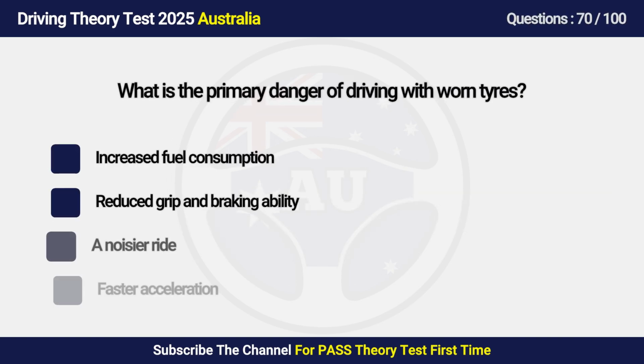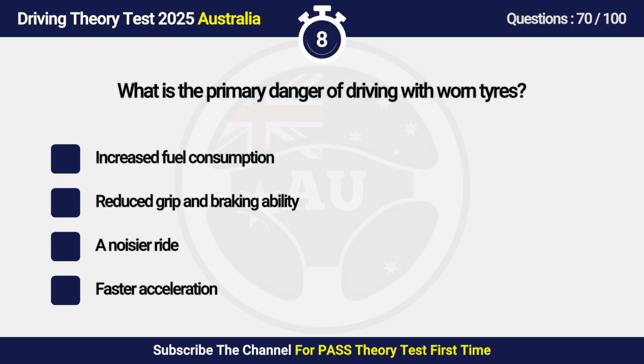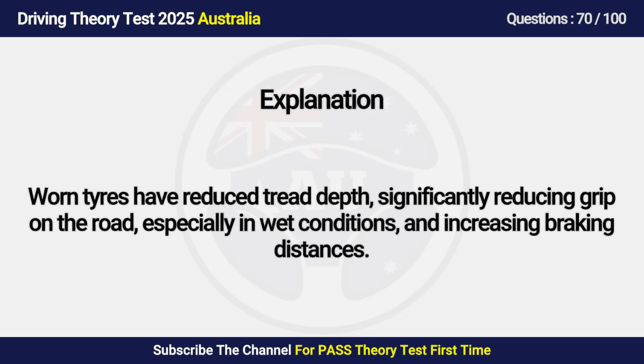Question 70. What is the primary danger of driving with worn tires? A. Increased fuel consumption. B. Grip and braking ability. C. A noisier ride. D. Faster acceleration. Answer is B. Grip and braking ability. Worn tires have reduced tread depth, significantly reducing grip on the road, especially in wet conditions, and increasing braking distances.